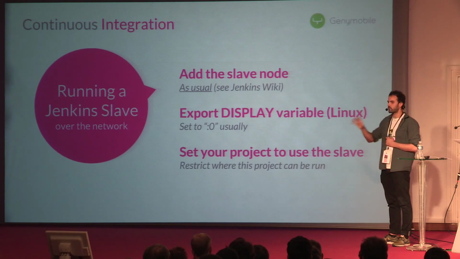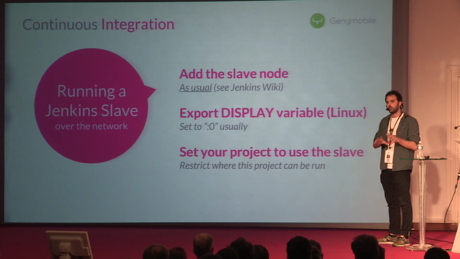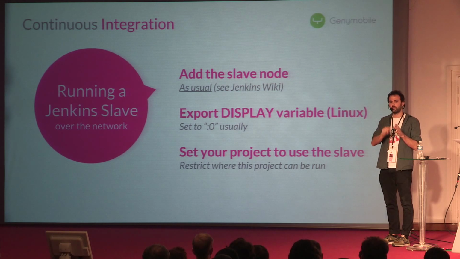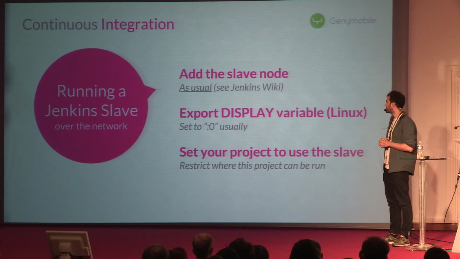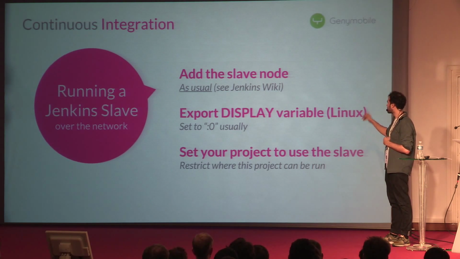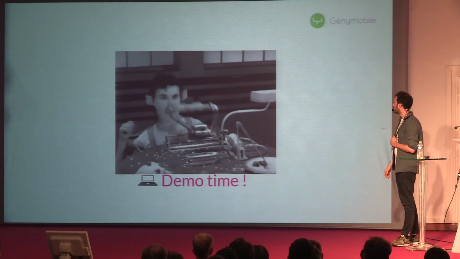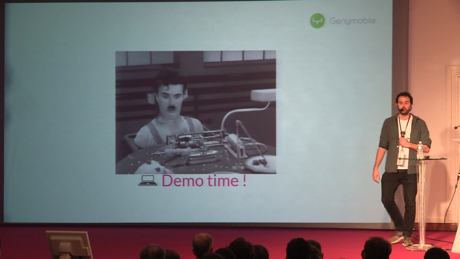You set up everything on this machine, and then on Jenkins, you can configure everything to say, okay, this project should be run on this machine, and it will just do the job. Also, on Linux, make sure that you export the display variable, because otherwise it won't work. Yeah, let's see how this goes.